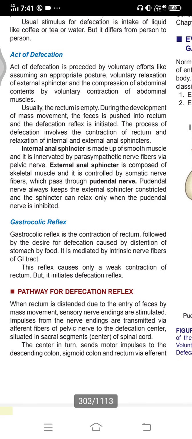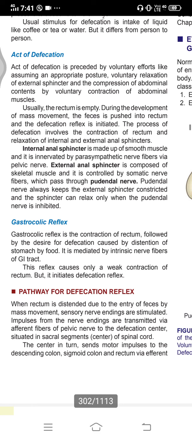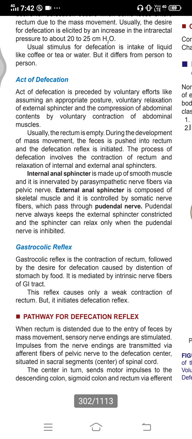The act of defecation. The act of defecation is preceded by voluntary efforts like assuming an appropriate position, voluntary relaxation of external sphincters, and the compression of abdominal contents by voluntary contraction of abdominal muscles. Usually, the rectum is empty before the development of mass movements. The feces is pushed into the rectum and the defecation reflex is initiated.